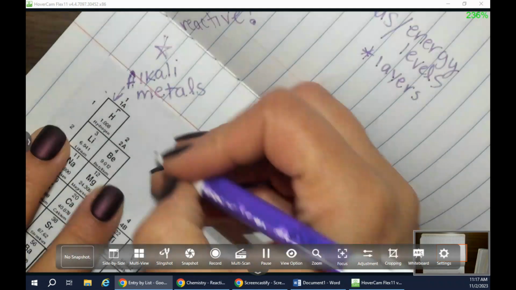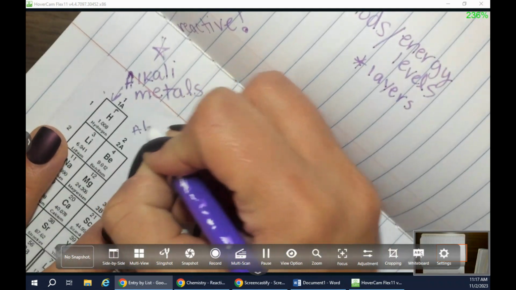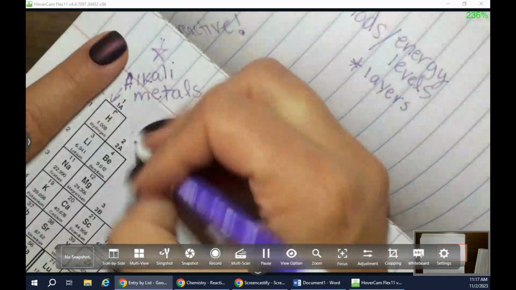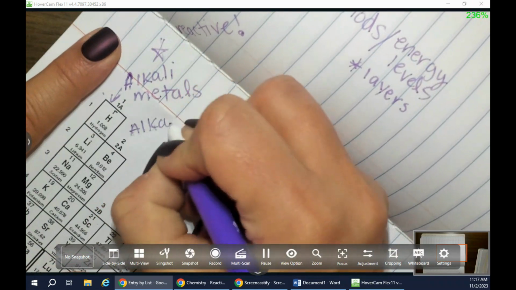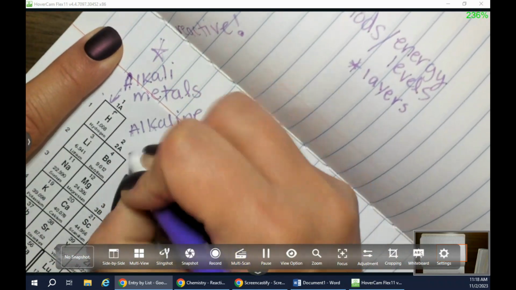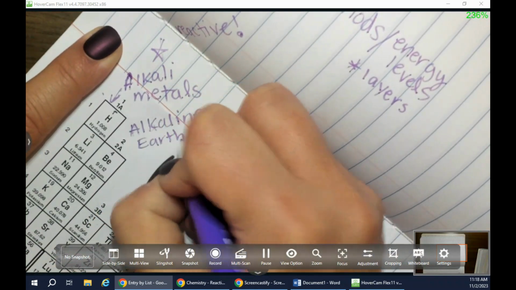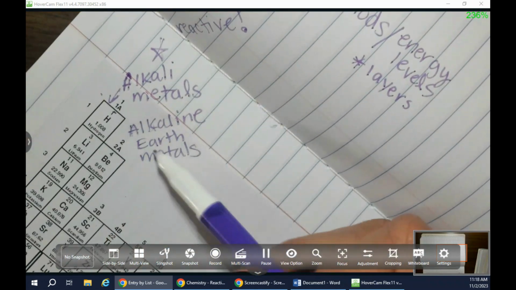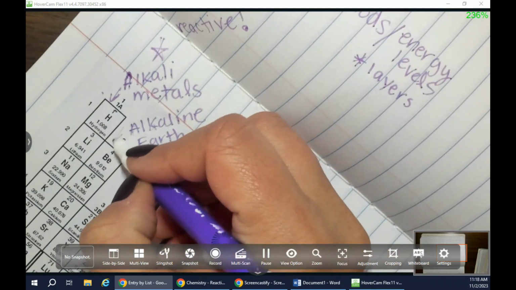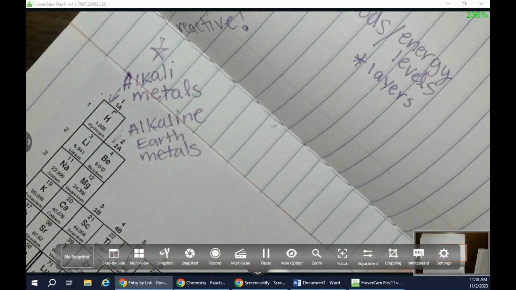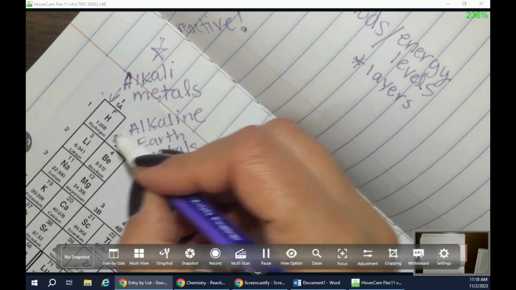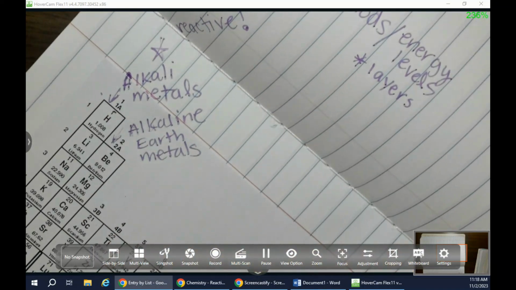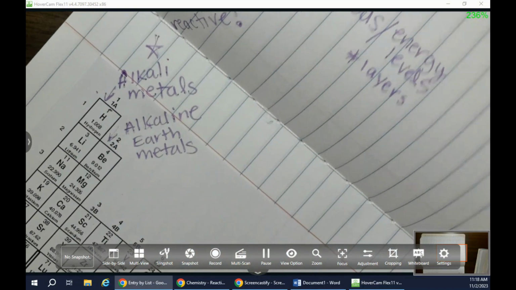Group 2, these are known as our alkaline earth metals. Alkaline earth metals, that's group 2. All right, so these guys are also reactive, but it's not as awful. We can find these in nature. Okay, so alkaline earth metals.